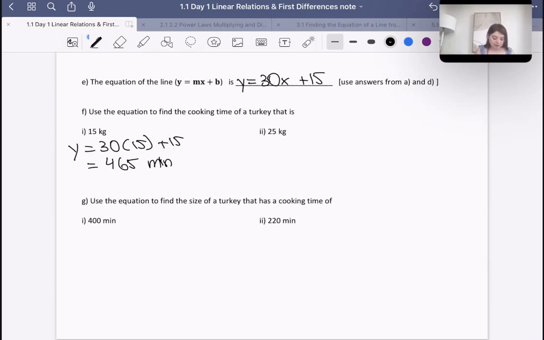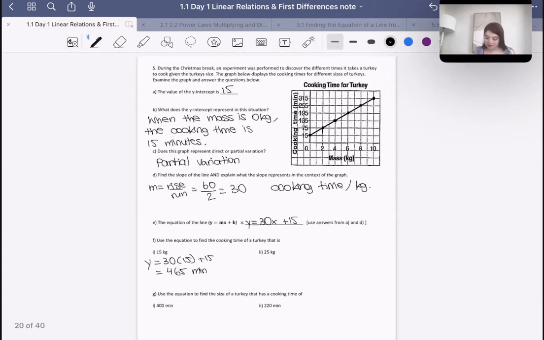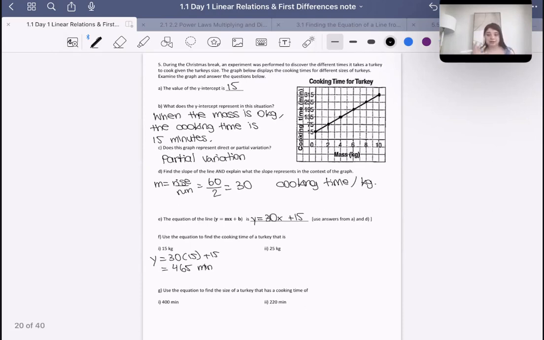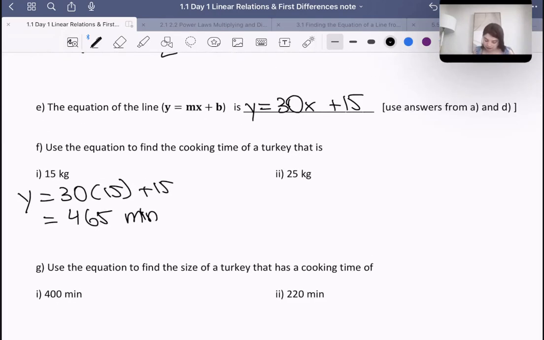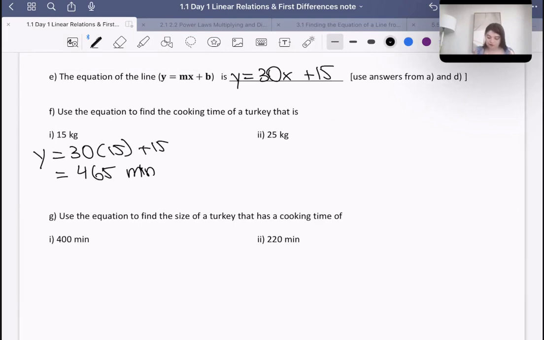lot of minutes. I recognize that that's close to 8 hours. I understand that. But generally, if you've ever been to a Thanksgiving dinner, a turkey does take a very long time to cook. That said, I don't know how accurate this chart is. This is just for learning purposes here. But for cooking a turkey, it sometimes can take a very, very long time.